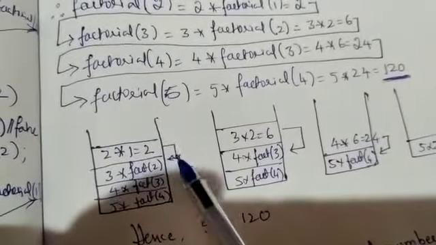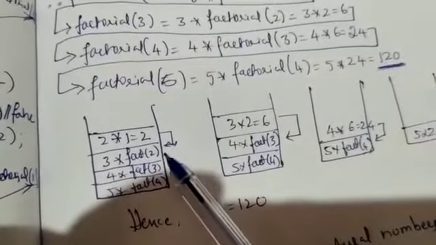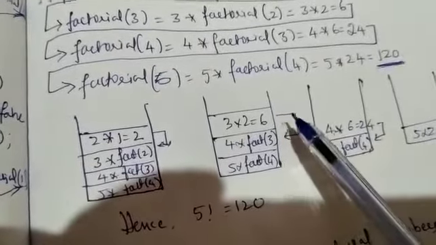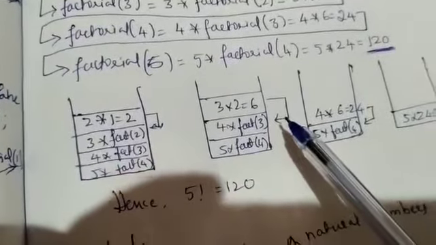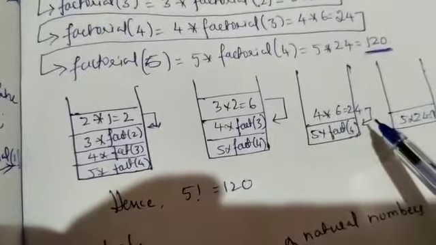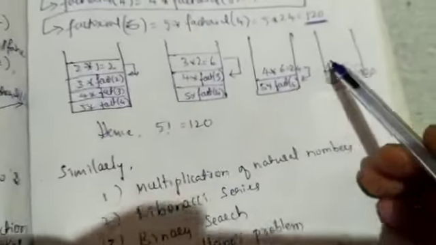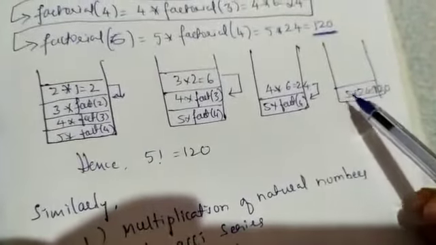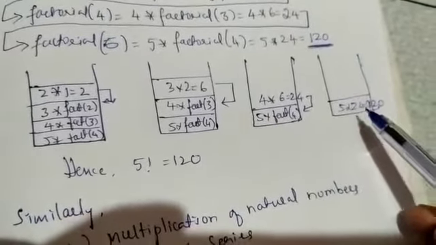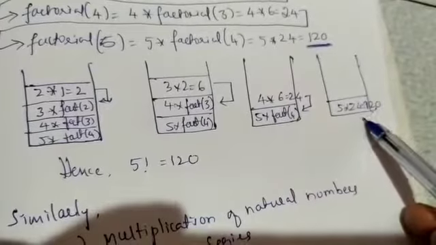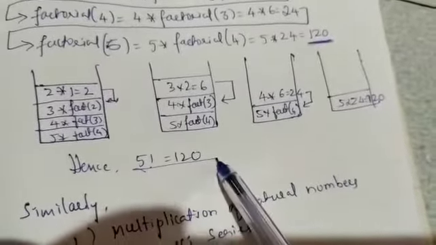You could see that this is shown with a pictorial representation of pop operations. This second number is popped, and the next time the top value will be decremented by 1, and the next 6 will be popped, and the next pop value will be decremented, and the next number, that is 24, is popped out, and immediately the top value will be decremented by 1, and now we get a result of 120. Hence 5 factorial is equal to 120.